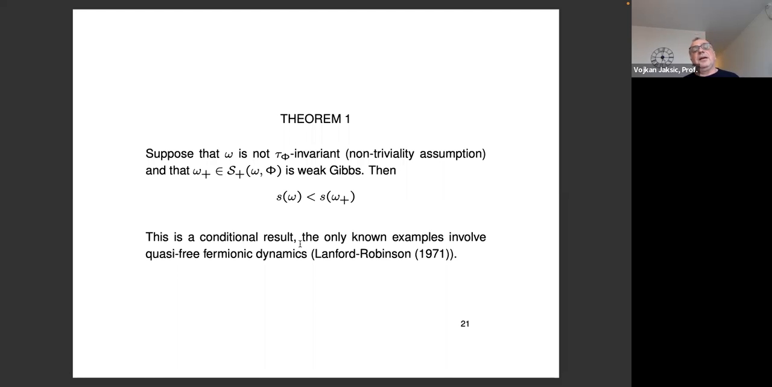So in high temperature, at least, omega plus would have to be an equilibrium state for phi. That means that we do have approach to equilibrium. So if we do have approach to equilibrium, in the sense that the limit is a KMS state for phi, then the entropy has to jump. The only problem is that we do not have any examples for that, except the quasi-free fermionic dynamics results due to Langford and Robinson, and some exactly solvable elementary spin system examples. So if relaxation to thermal equilibrium does happen, then unless everything is completely trivial, it has to be accompanied by the strict increase of the specific entropy, but this is a conditional result.